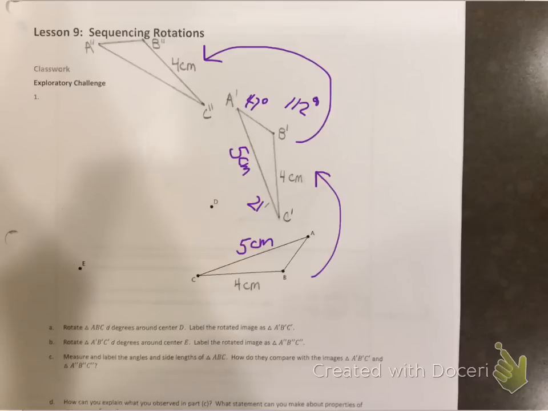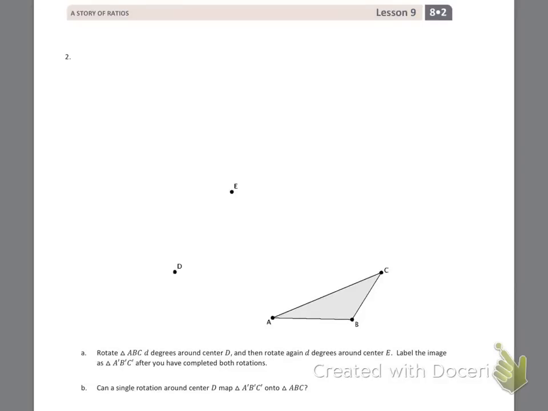Okay, so let's move on to exercise 2. All right, here's exercise 2. In this exercise, we're told to rotate triangle ABC around center D, D degrees, and then rotate again D degrees around center E. Now, even though it uses the same variable twice, D, it's any number of degrees that you want. And then we are to label the final image as A prime, B prime, C prime after you complete both rotations.